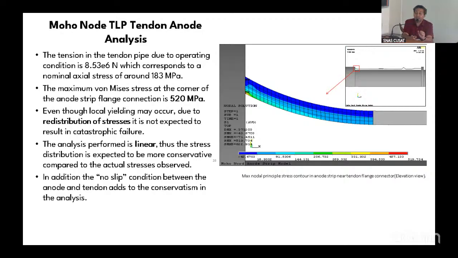Now, this is a linear static analysis that we did. And when I say linear static analysis, it means that there's no plasticity involved. So we just did a linear analysis.